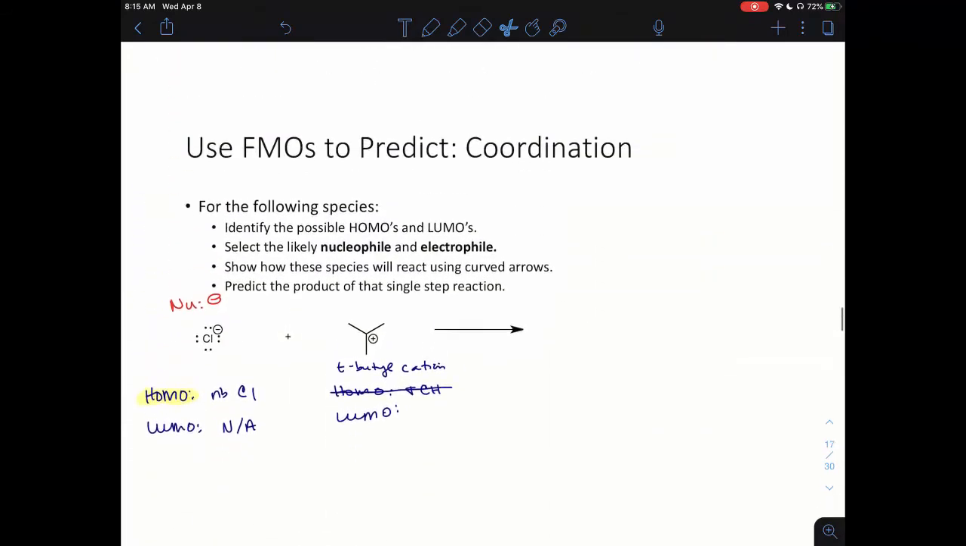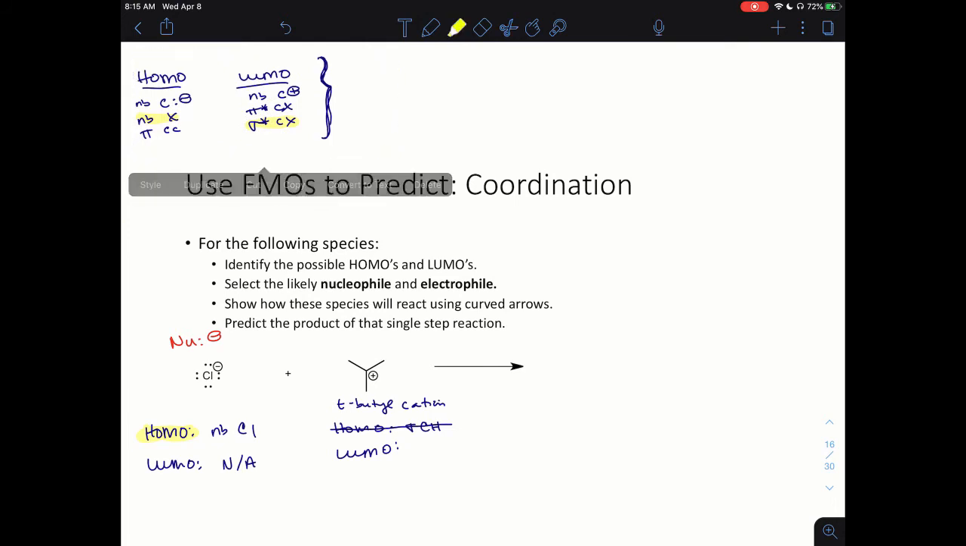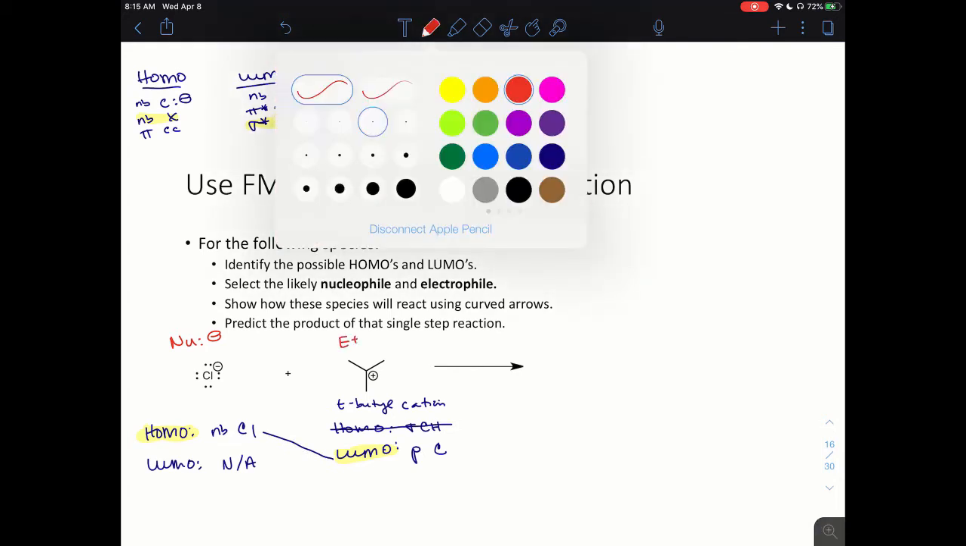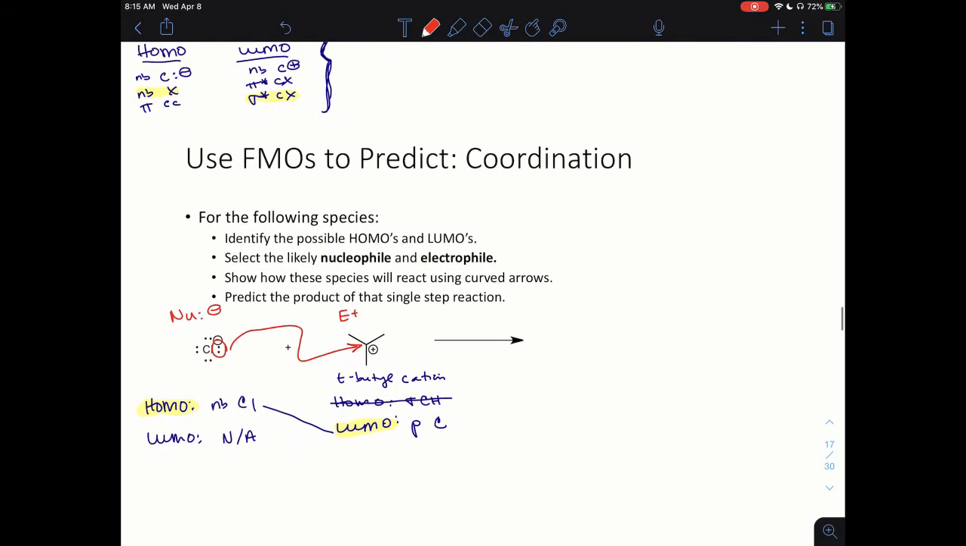So in a way that's nice because that does confirm for us that we will have the HOMO of the chloride reacting with the LUMO, which is the empty p orbital on carbon here. So these two orbitals are going to come together. The tert-butyl cation will be the electrophile. We want to draw the curved arrows. So start at the HOMO and point at the LUMO. So let's draw what we get. We get the species. All right, excellent.